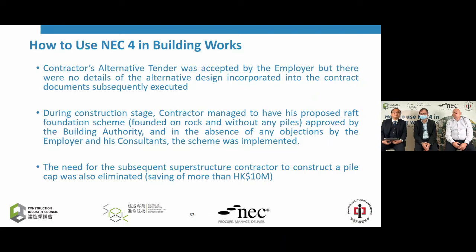Okay, so then it comes to the construction stage. At the construction stage, the contractor completely abandoned the use of wall piles. The contractor managed to have its proposed rock foundation, which is also founded on rock, without any piles at all, and this scheme was approved by the building authority. Thereafter, in the absence of any objections by the employer, the consultant, the architect, the engineer, and also the QS, the scheme was actually constructed.